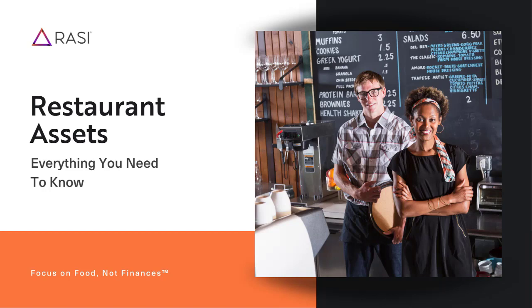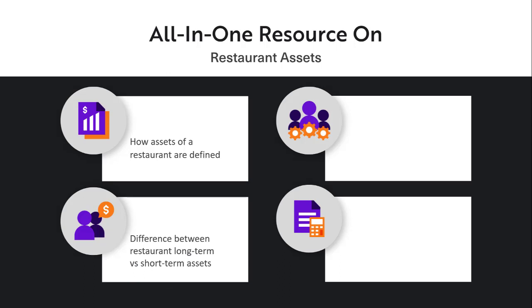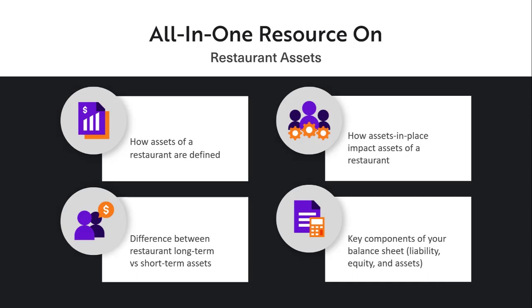Do you know everything about your restaurant assets? Not just what they are, but how your restaurant assets interact with other critical elements of that indispensable, indisputably important financial report, the balance sheet? During today's episode, we are going to dive into our all-in-one resource on restaurant assets. We'll cover how assets of a restaurant are defined. We'll talk about the difference between restaurant long-term versus short-term assets. We'll discuss how assets in place impact assets of a restaurant. And lastly, we'll talk about the key components of your balance sheet, your liability, your equity, and your assets.